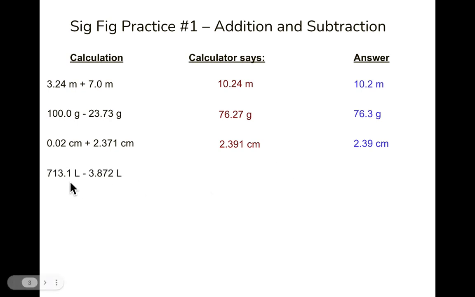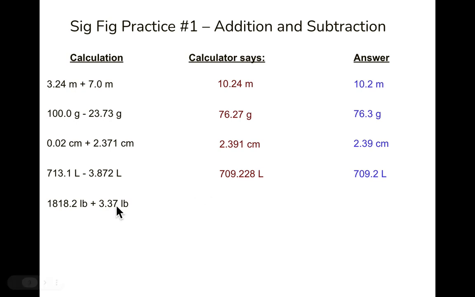Next one. So we're doing a subtraction of liters. Notice this one goes to the tenths place. This one goes to the thousands place. So we're going to see that our calculator says this, but we have to round to the tenths place. So we just look at this number. We don't care about this number. We see the 2 here. So that means that we don't round up, that we're going to just drop this, and we'll get 709.2 liters.